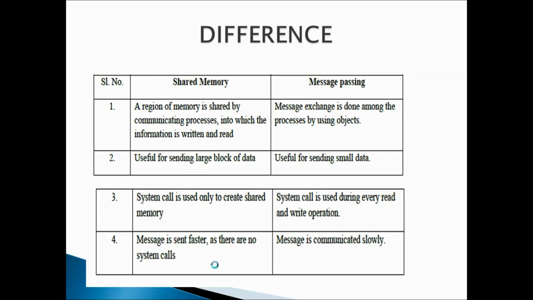Next, the last difference. Messages are sent faster in shared memory as there are no system calls, obviously. Shared memory doesn't have any system calls in between. That's why the message is sent faster. But in message passing, we have some system calls, send and receive system calls. That's why the message is communicated slowly.